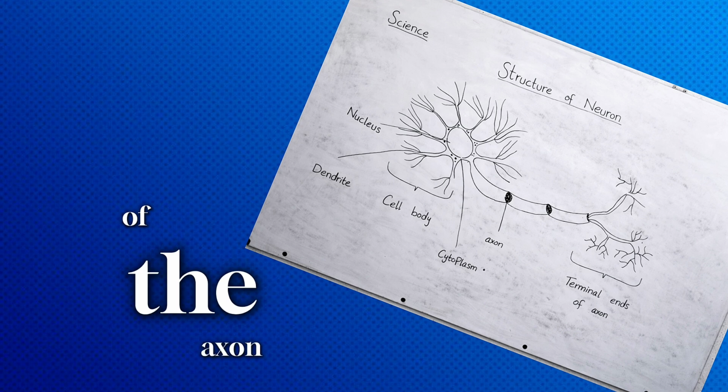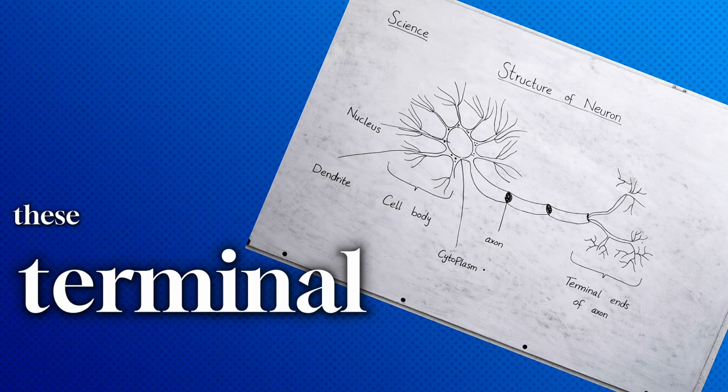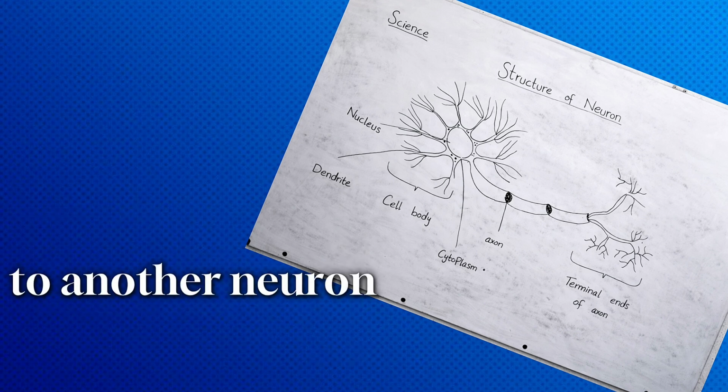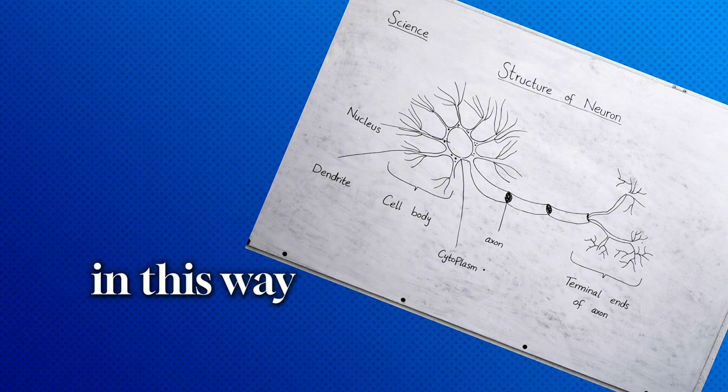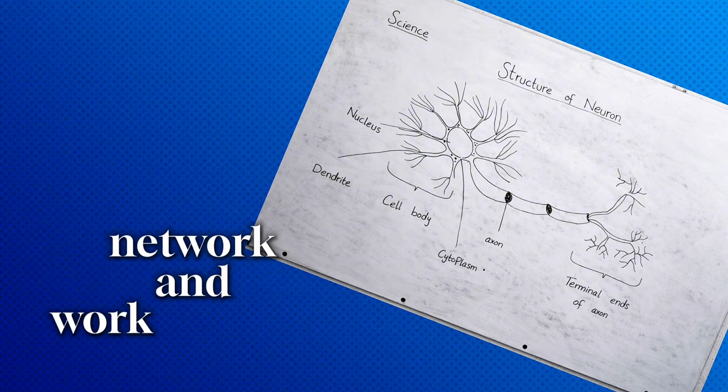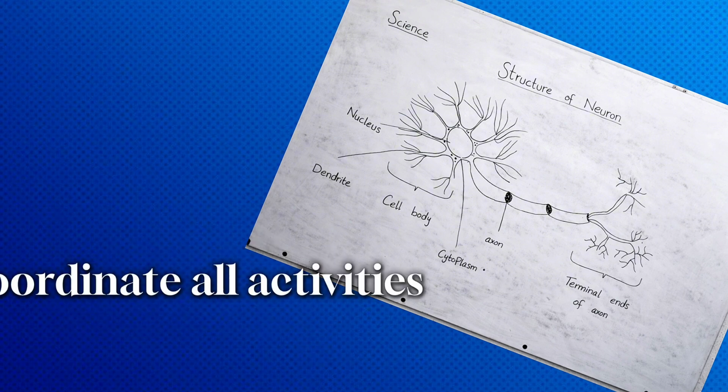At the end of the axon, there are terminal ends. These terminal ends pass the message to another neuron, muscle, or gland. In this way, neurons form a network and work together to control and coordinate all activities of the body.